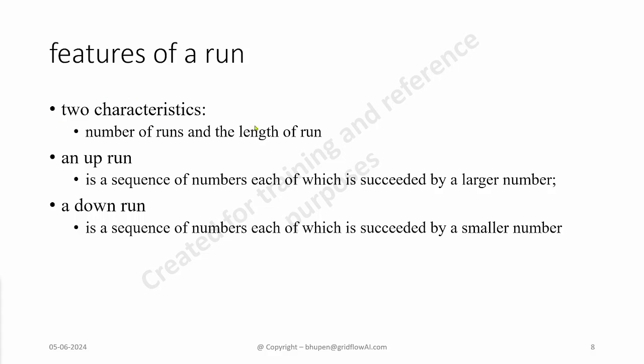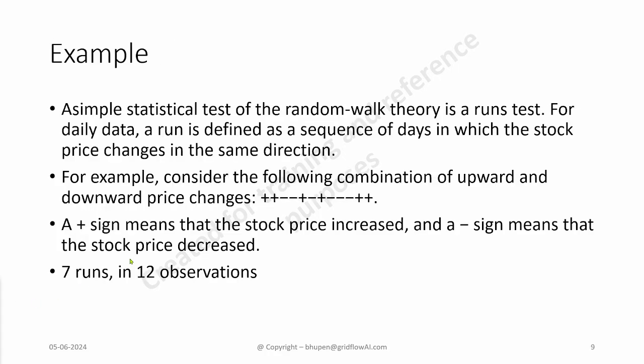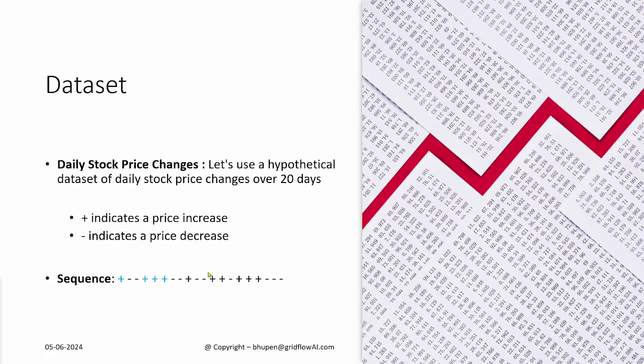These two characteristics are used by the statistical test called the runs test to determine if the sample is random or not. For example, the random walk theory is also tested with a runs test. Consider the following combination of upward and downward price movement. So this is a run of 1, 2, 3, 4, 5, and so on. There are 7 runs here and a total of 12 observations. Okay, now let's see how we put all these things together.